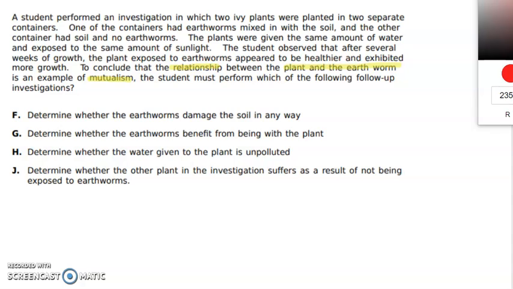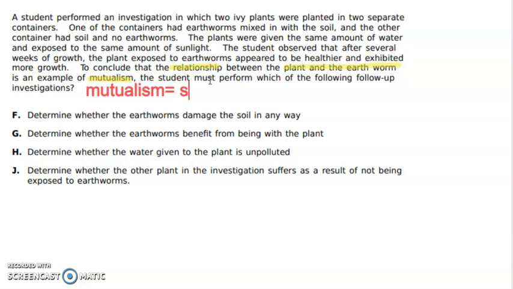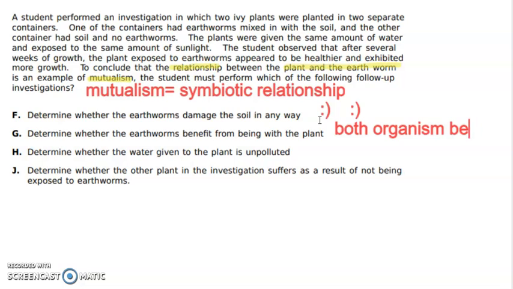In order to answer this question, what we really need to do is remember what mutualism is. Mutualism is a type of symbiotic relationship, and remember, that's a relationship that two organisms have together. Mutualism is like having two smiley faces. In mutualism, both organisms benefit from the relationship. It's a mutual relationship. They both get something good out of that relationship.